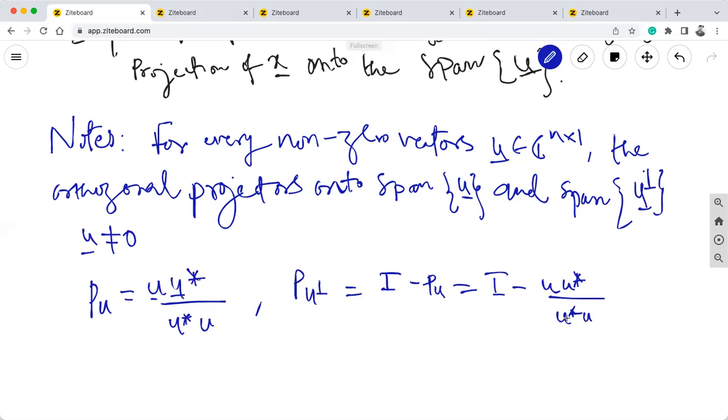So a very important note is that the elementary projectors are not isometries. In the last lecture, we have seen the isometries. The elementary projectors are not isometries as they are singular matrices.